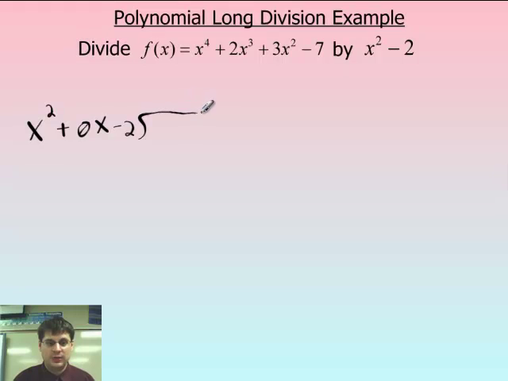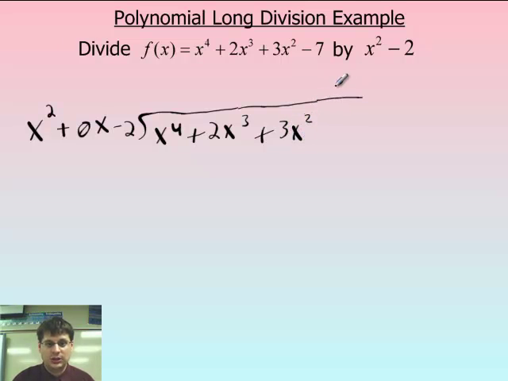And then we'd say divided by, okay, that was a really lousy divided by symbol. Let's try that again. Divided by, and then x to the 4th plus 2x cubed plus 3x squared. Now we still need an x term, even though it's not listed here, so we'll put plus 0x minus 7. And then we start dividing.